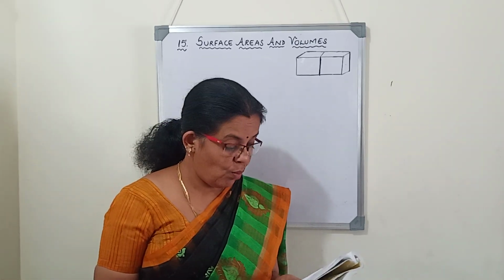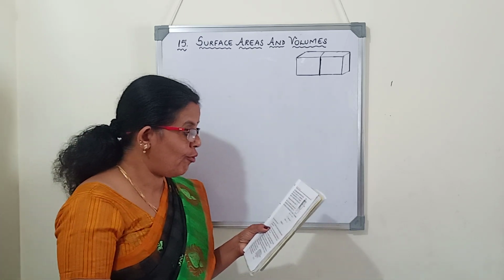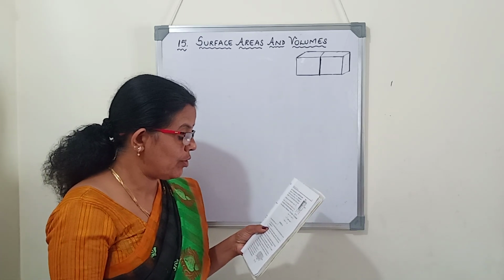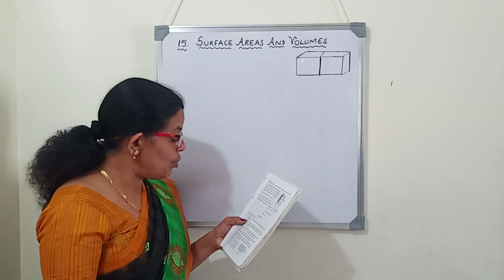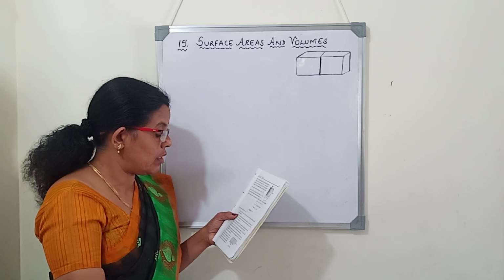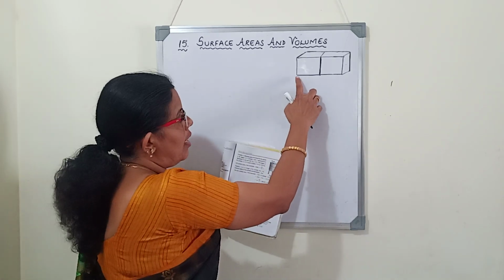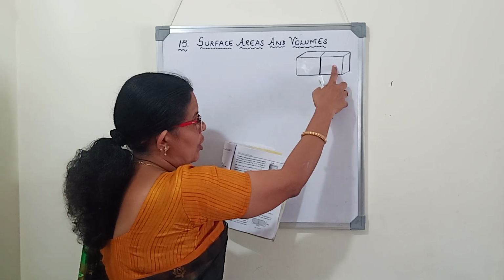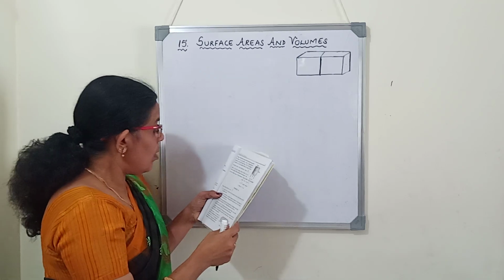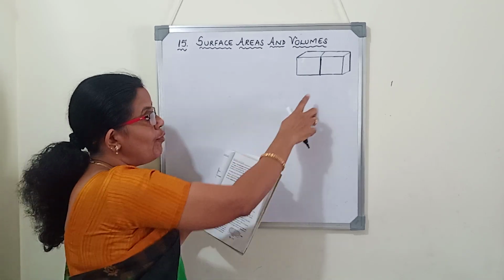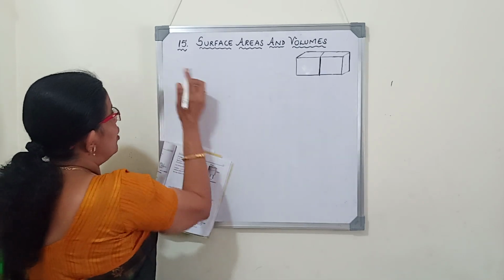Exercise 15.1. First question. Two cubes each of volume 64 centimeter cube are joined end to end. Find the surface area of the resulting cuboid. So here there are two cubes. Here one cube and here one cube. They are joined together, side by side we kept together. So each has a volume of 64 centimeter cube.